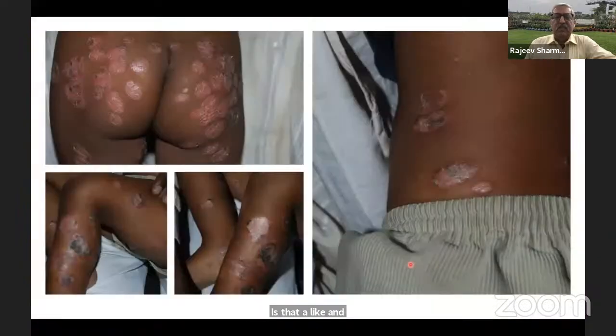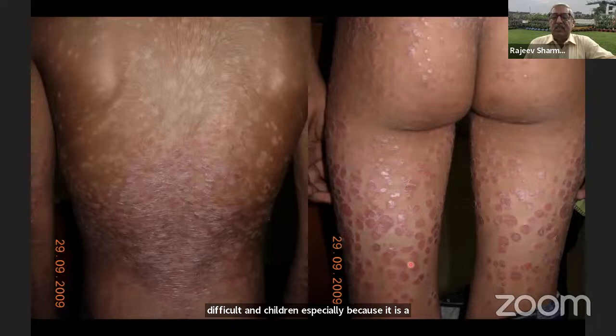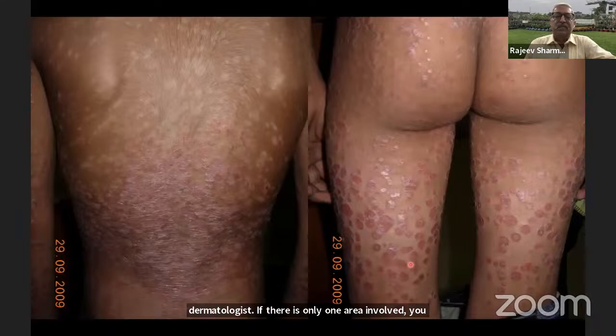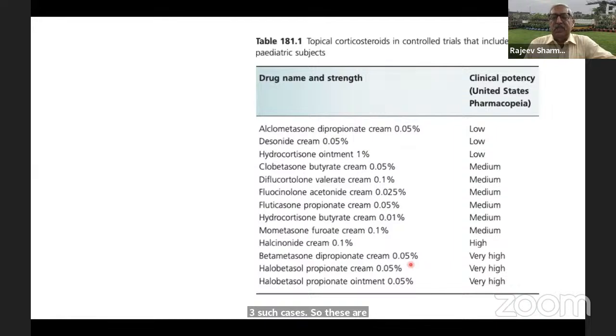These are cases of psoriasis, which are best referred to a dermatologist. Because there, the treatment is very, very difficult in children, especially because it is a recurrent disease. Extensive disease should always be sent to a dermatologist. If there is only one area involved, you may try to intervene, but a dermatologist would always be a better person to treat such cases. So these are the steroids which are being used in pediatric patients.